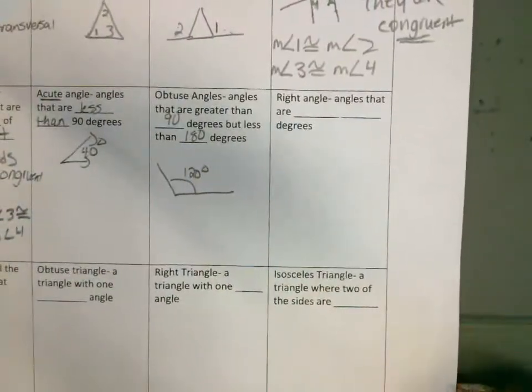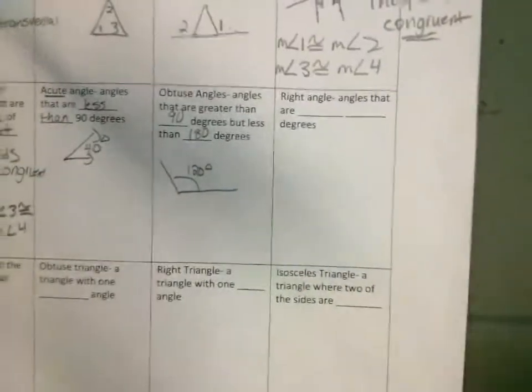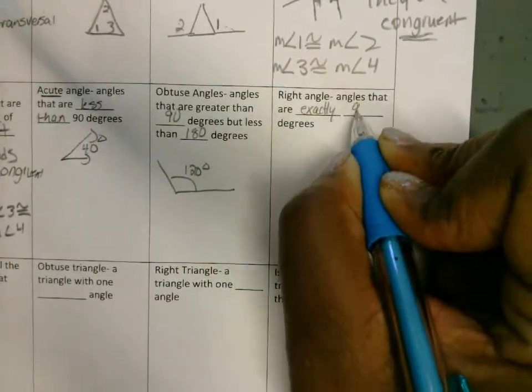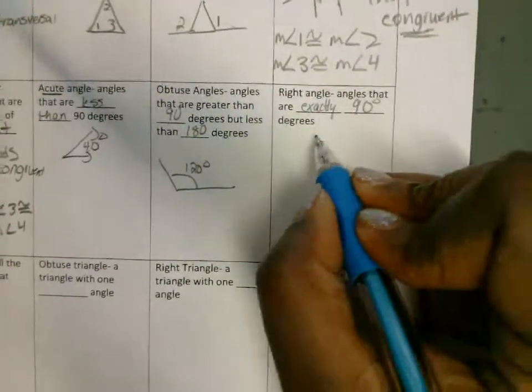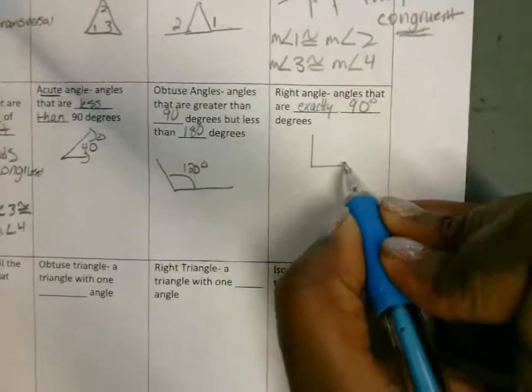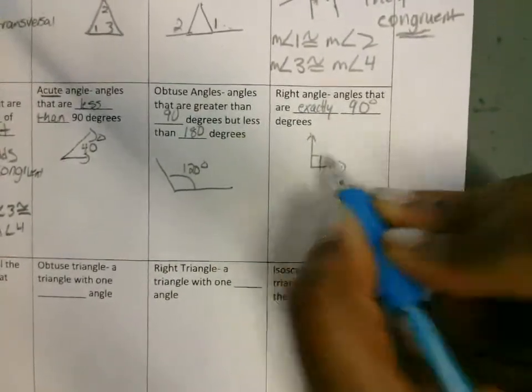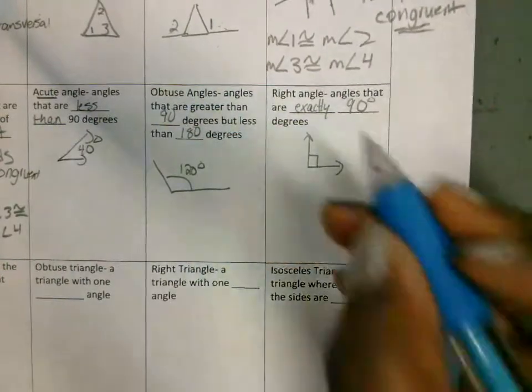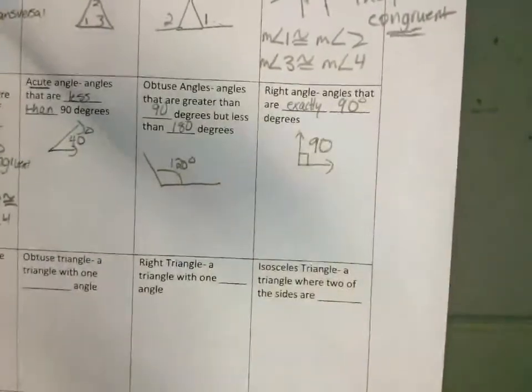Right angles are angles that are exactly 90 degrees. Okay? So it has to be not 89.2, but exactly 90 degrees. Okay?